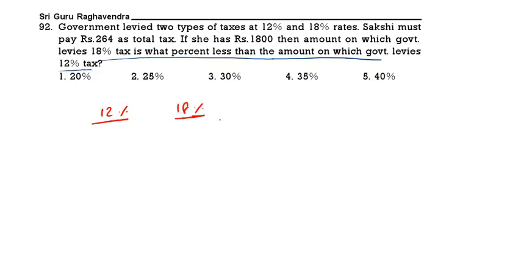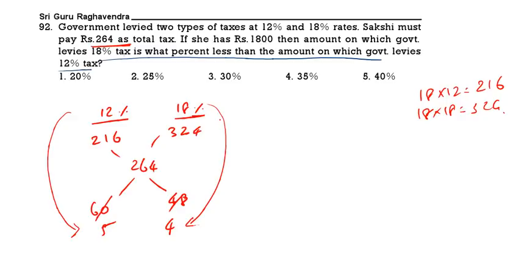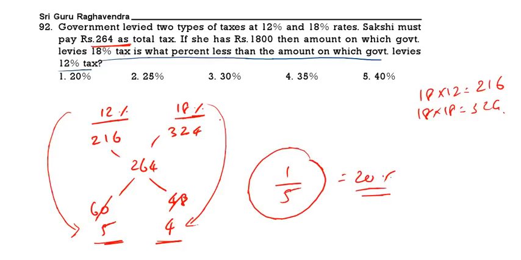12% of 1800. What is 12% of 1800? 18 into 12, that is 216. What is 18% of 1800? 18 into 18, that is 324. So this is 216, this is 324, and the middle value is 264. So here we got 60, here we get 48. That is 5 parts and 4 parts. So 12% tax is 5 parts, 18% tax is 4 parts. 4 is how much less than 5? 1. So 1 by 5 is always equal to 20%.